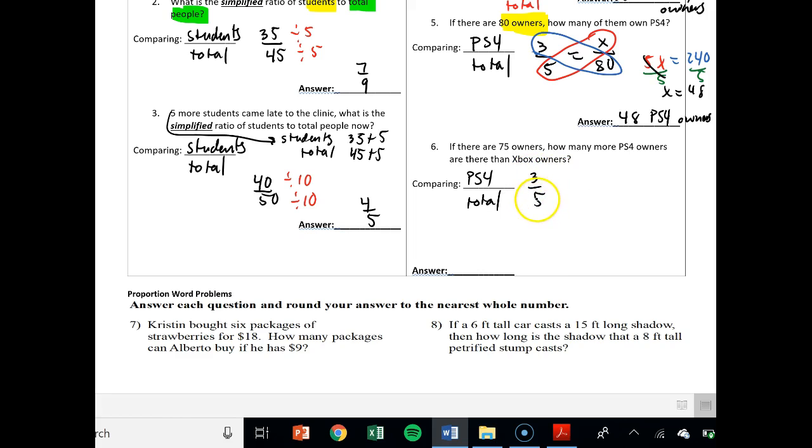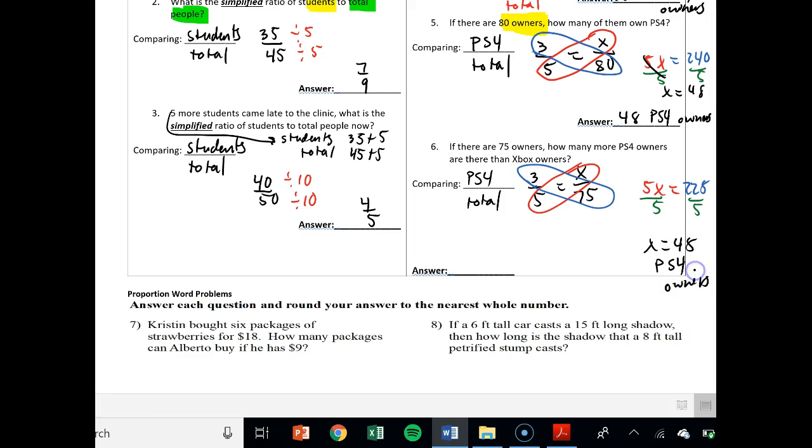Because remember, the total is just the 2 plus 3. And this time it's x over 75, all right? So everything's still good, and this is 5x, and this is 3 times 75, so 5x is equal to 3 times 75, which is 225. And then to solve, you divide by 5. But now you've got to be careful because x is equal to 225 divided by 5, which is 45. So that means there are 45 PS4 owners.